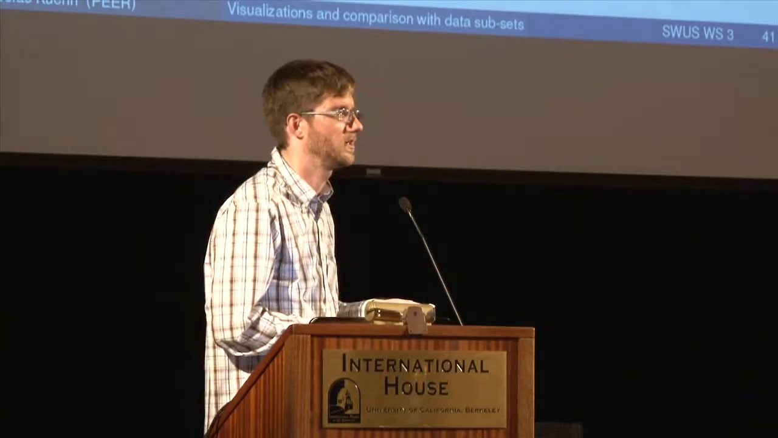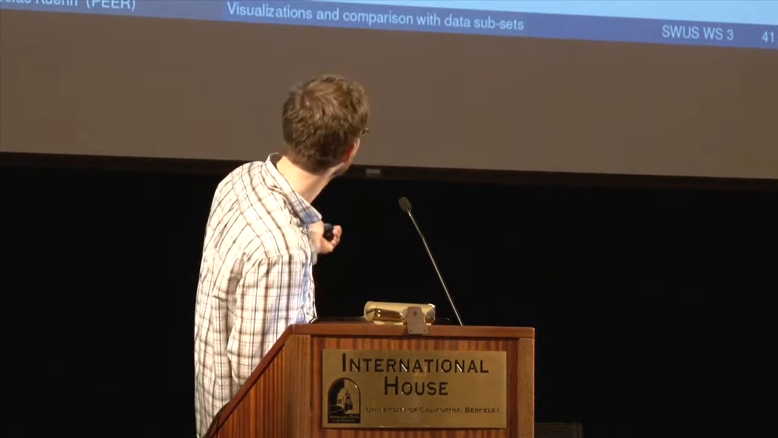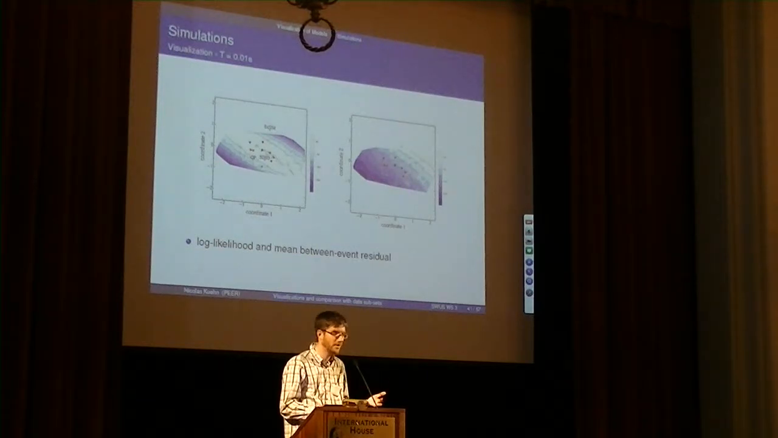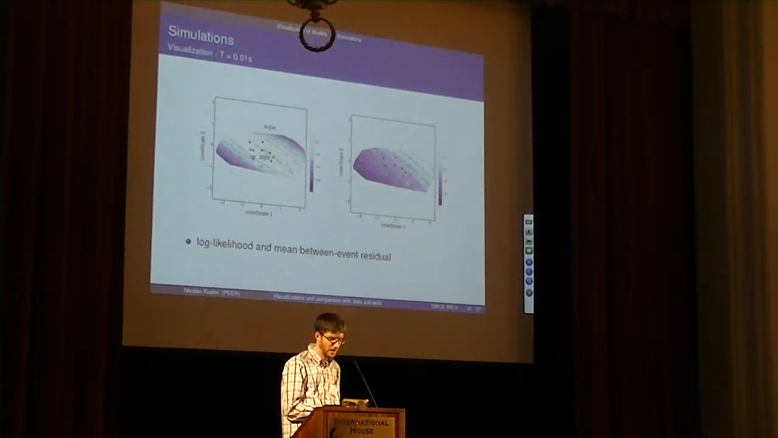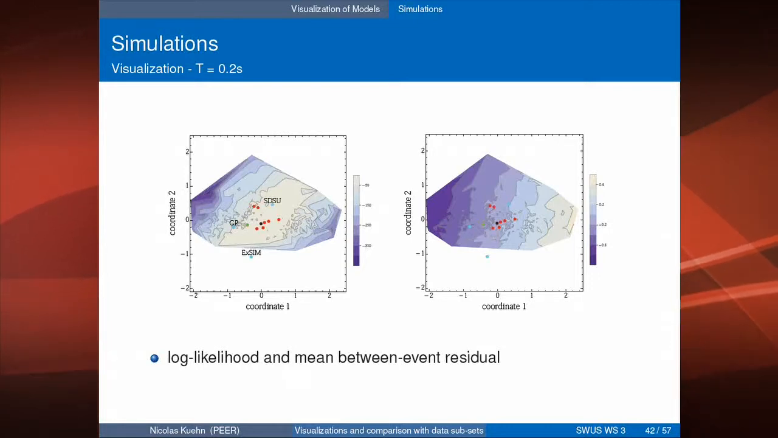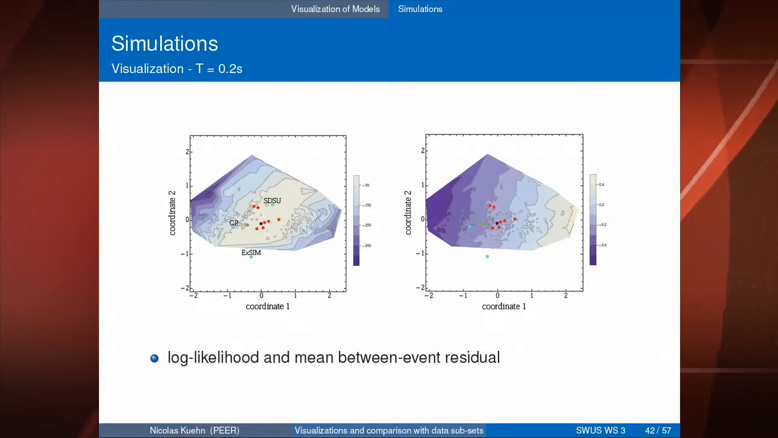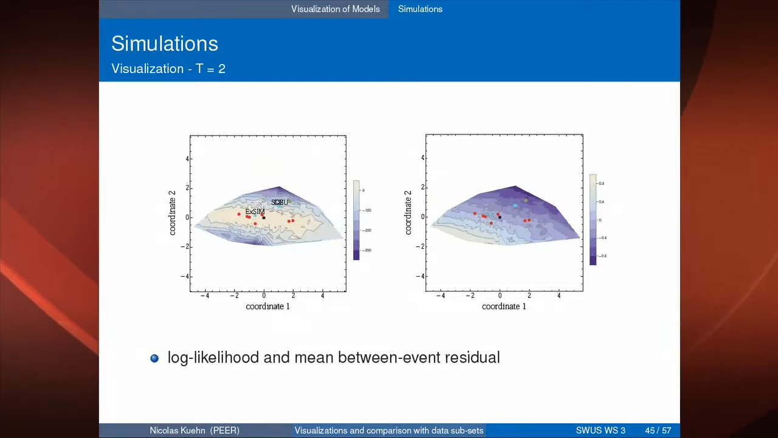Can you just quickly reiterate? It's magnitude 6.6 and 7.2, and the distance range is 1 to 30 kilometers. Okay, thank you. Right. So on the left, we have again log likelihood. So it's a contour plot of the log likelihood of the data. And on the right is a contour plot of the mean between event residuals of the data. But the log likelihood and the mean between event residuals are based on the whole data, so that's based on magnitude 5 to 8, or the largest magnitude we have in there, and distances 1 to 70 kilometers.